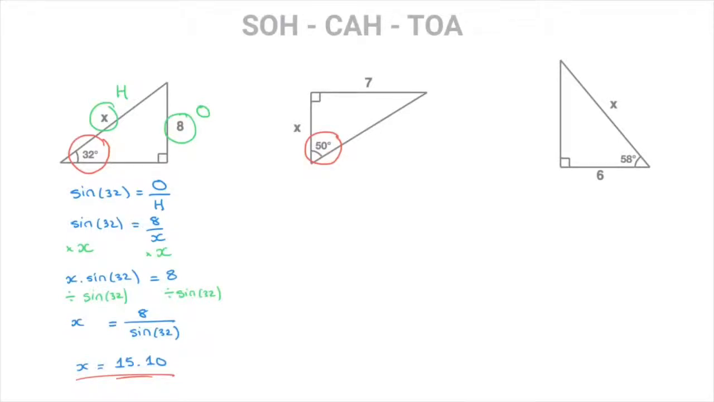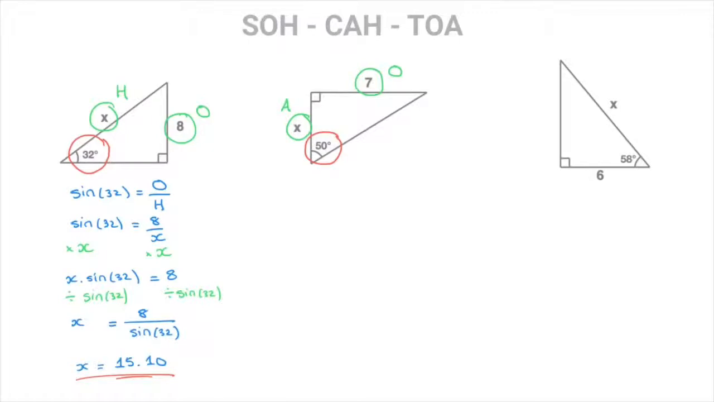Looking at this triangle, we can see that we're given this side length 7, which is opposite the 50-degree angle, so I mark it with a capital O, and that the side length that we're looking for, the x we have here, is adjacent to the 50-degree angle, so I mark it with a capital A. Now that that's done, I look through SOH, CAH, and TOA for the only one of those three words containing both the letters O and A.